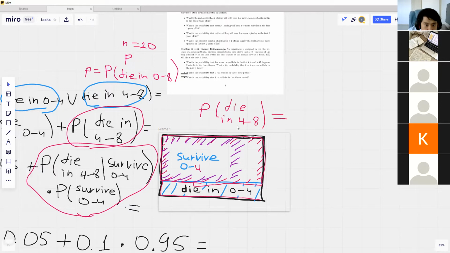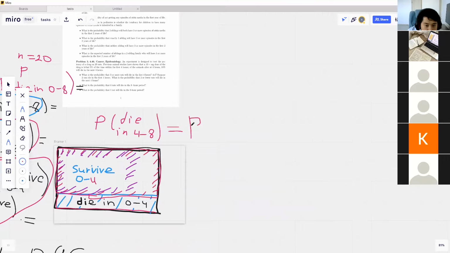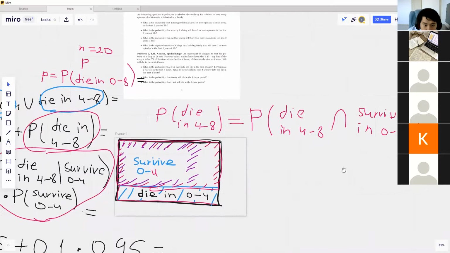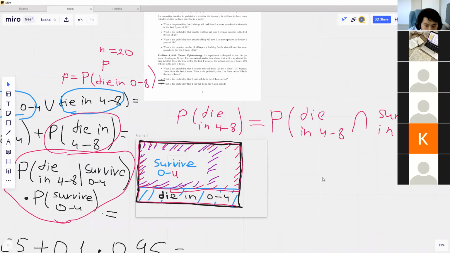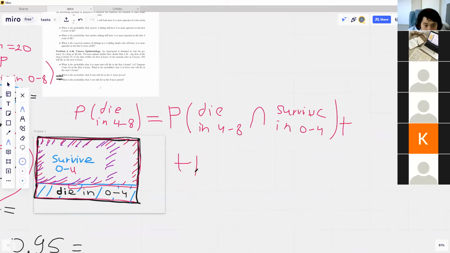Then I can compose it as the intersection of this event with the following 2 partitions. So die in 4 to 8, dying in the second time interval, intersection with surviving in 0 to 4. This thing here is exactly the probability that I have written down here, plus the intersection with the second part of the partition, which is dying in 0 to 4, the first time interval.